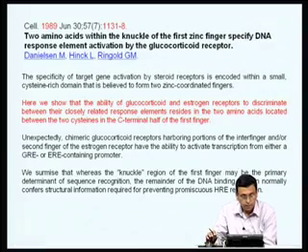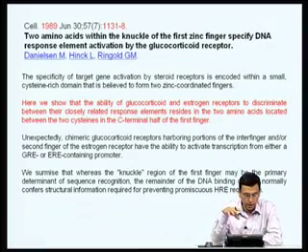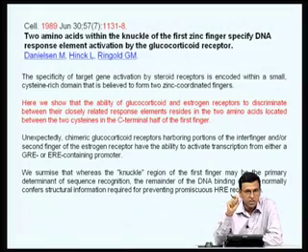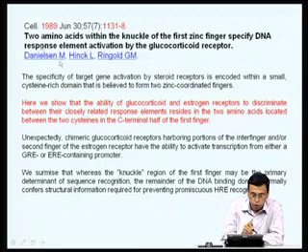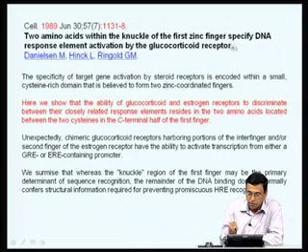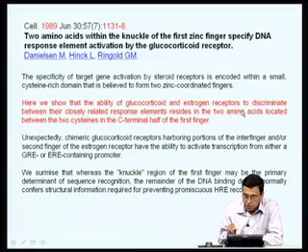A very important experiment was done in the year 1989 by two groups, one headed by Keith Yamamoto's lab as well as Ron Evans' lab at the Salk Institute. They demonstrated that by making specific mutations within this DNA binding domain, you can change the specificity of one receptor to another. For example, in this paper published in Cell, they showed that two amino acids within the knuckle of the first zinc finger specify DNA response element activation by the glucocorticoid receptor. The ability of the glucocorticoid and estrogen receptors to discriminate between closely related response elements resides in two amino acids located between the two cysteines in the C-terminal half of the first finger.